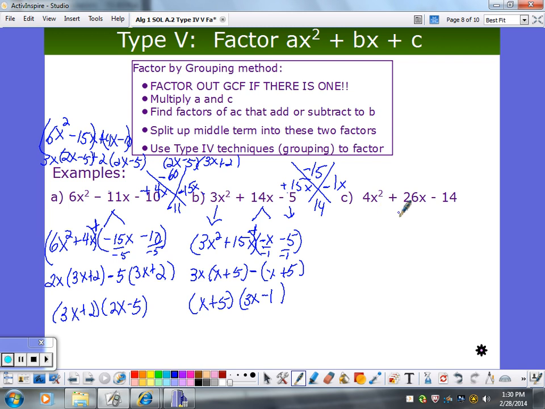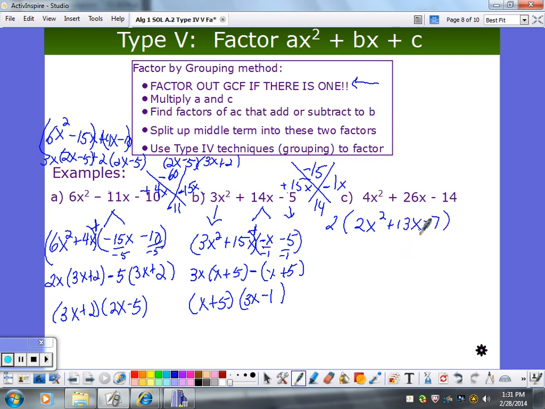So I did 14 times negative 4. What do we get to do? Always, is there a greatest common factor here? I hope it's 4, because if it's 4, that would be great, right? Then it becomes a type 3, but it's not 4. What is it? 2. So I take a 2 out. 2x squared plus 13x minus 7.